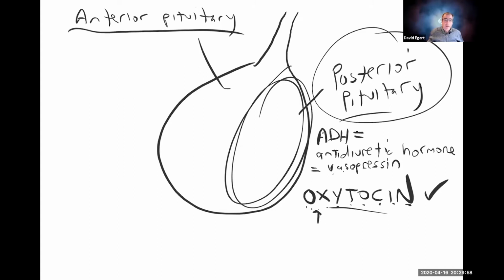Anterior pituitary. It's going to have a bunch more. A lot of the ones that are in the anterior pituitary are tropic hormones, so hormones that control the release of other hormones. So let's meet our cast of tropic hormones.